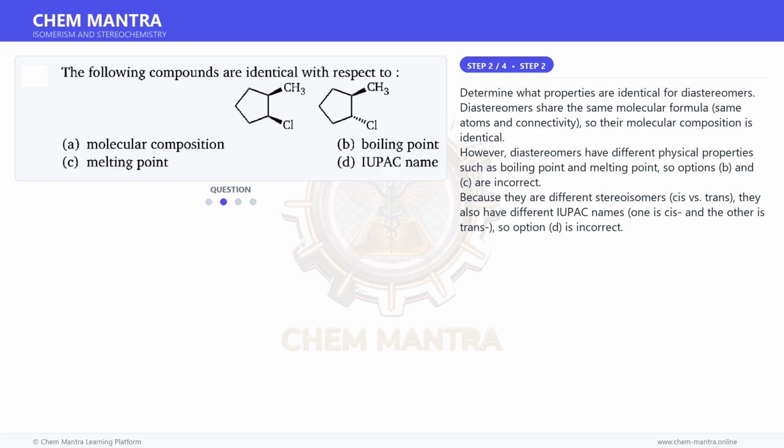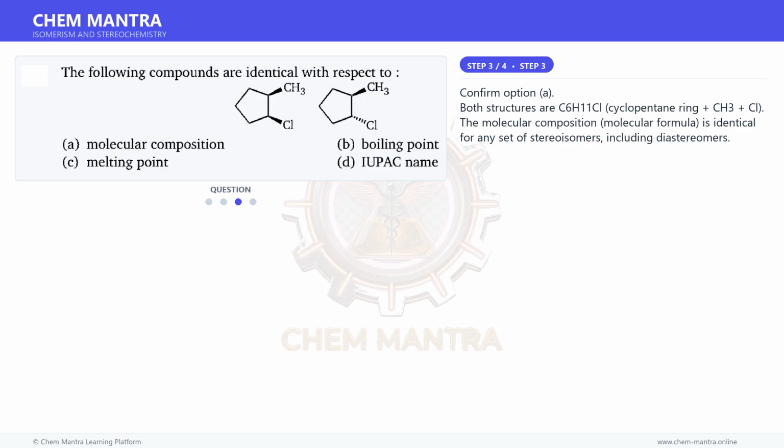Moving on to the next step. Determine what properties are identical for diastereomers. Diastereomers share the same molecular formula, same atoms and connectivity, so their molecular composition is identical. However, diastereomers have different physical properties such as boiling point and melting point, so options B and C are incorrect. Because they are different stereoisomers, CIS versus trans, they also have different IUPAC names. One is CIS and the other is trans, so option D is incorrect.